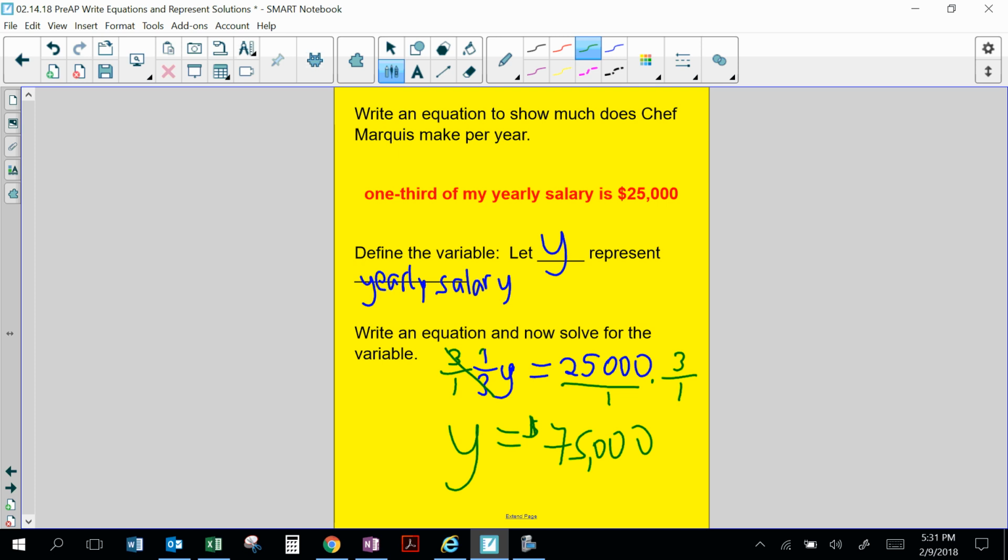If you cut it into thirds, that's 25,000. That's one way to solve it. There's another way to rewrite it. Some people may rewrite it as: his yearly salary divided by 3 equals 25,000. What is the inverse of dividing by 3? Multiplying by 3. This cancels, and that's why Y, the yearly salary, equals 75,000.